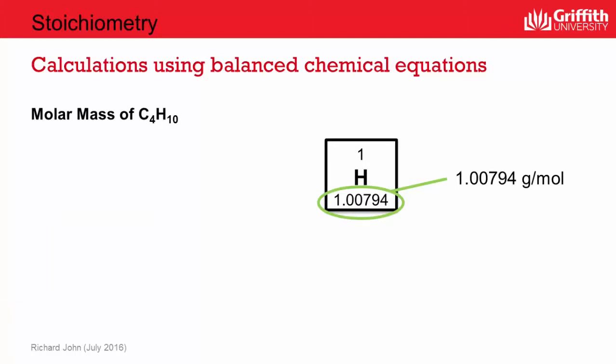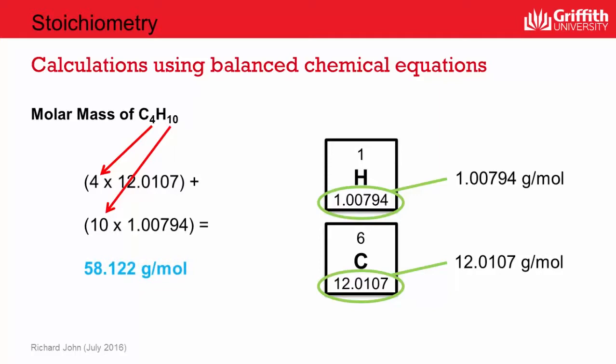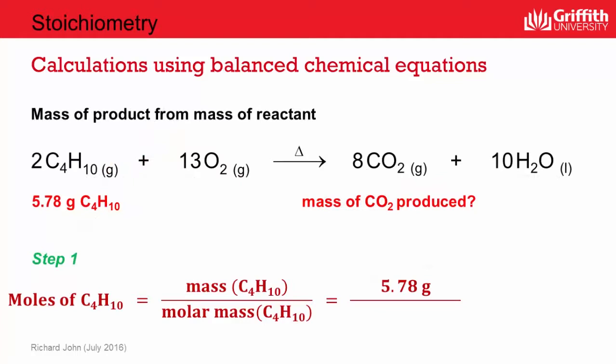We can quickly calculate the molar mass of butane, C4H10, so we get information from the periodic table about hydrogen and about carbon, 4 times the molar mass of carbon plus 10 times the molar mass of hydrogen, and we get 58.122 grams per mole. We can substitute that into the molar mass equation, 5.78 grams divided by 58.122 grams per mole, and we get 0.0994 moles of butane. So in step 1, we're converting the mass to moles, and we've got 0.0994 moles of butane.